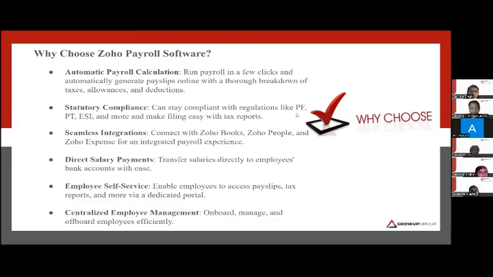Let's see, why should we choose Zoho Payroll software? The very first point is automatic payroll calculation. It helps organizations run their payroll within a few clicks. They don't have to work manually, and it automatically generates payslips online. The payslips consist of a breakdown of taxes, deductions, as well as allowances. So it consists of all the details.